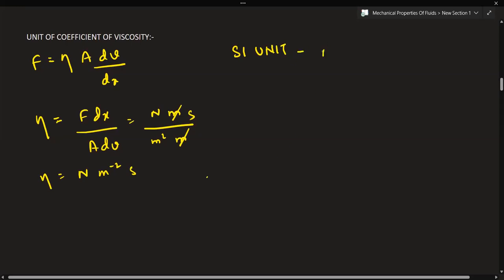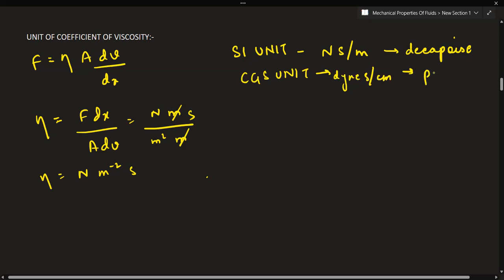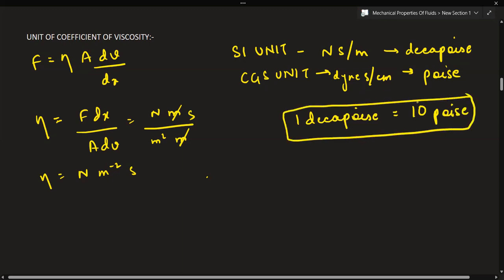Now see, Newton second per meter square is also called decapoise. And if you wish to take the CGS unit, then this would be dyne second per centimeter square. And the CGS unit is poise. So 1 decapoise is equal to 10 poise. So if you want to convert SI into CGS, this is how the conversion will work. All right.